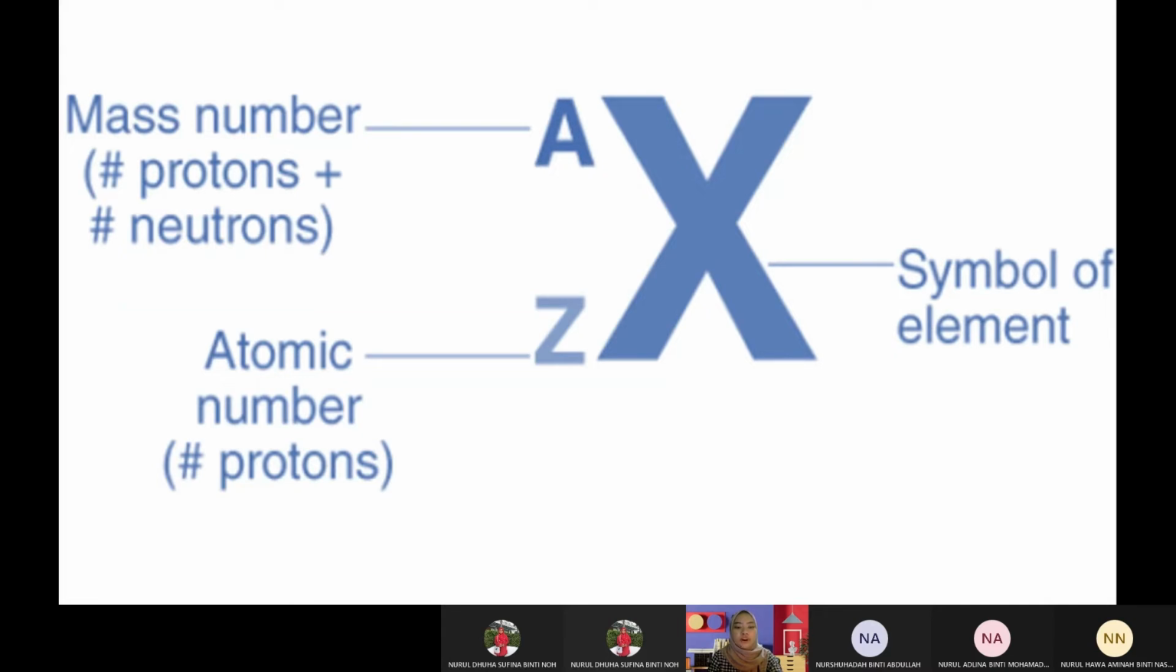Have you guys seen this before? Yes. You guys have already seen it in the video, right? So the X here represents the symbol of an element. A here represents the mass number, which is protons plus neutrons, which also equals the nucleon number. And last one, Z here represents the atomic number or proton number.